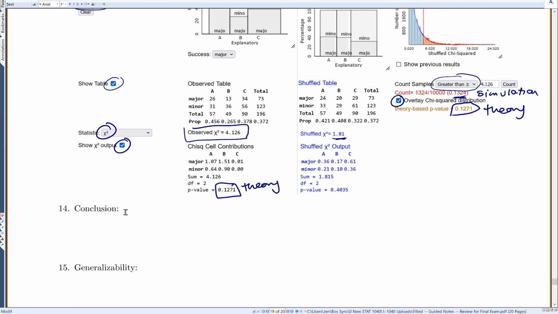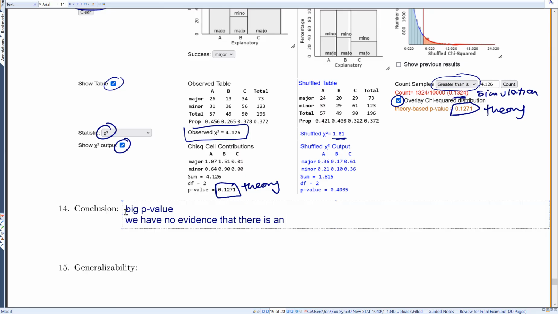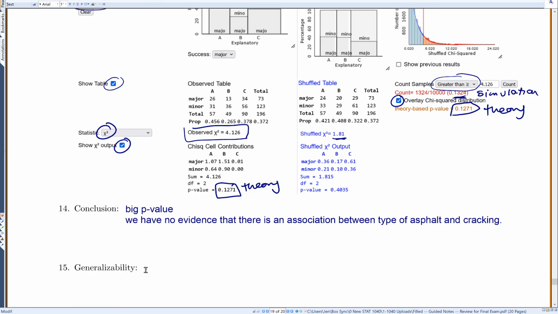So what is our conclusion? Well, we had a big p-value. And because we had a big p-value, we would say we have no evidence that there is an association between type of asphalt and cracking. I was kind of guessing maybe there was, but our p-value wasn't that small.